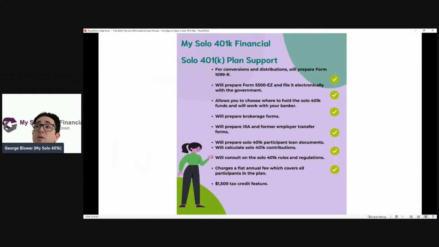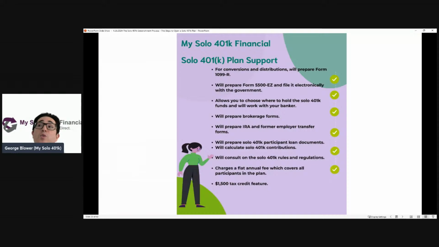Next would be our compliance support, right? So we're not providing investment advice. We're not holding people's funds, but we provide tremendous compliance support when it comes to their 401k plan. Like we've talked about with the 1099-R preparation, right? That would be for conversions, for distributions, right? That would be another scenario where 1099-R is needed if you are taking a taxable distribution from your solo 401k.